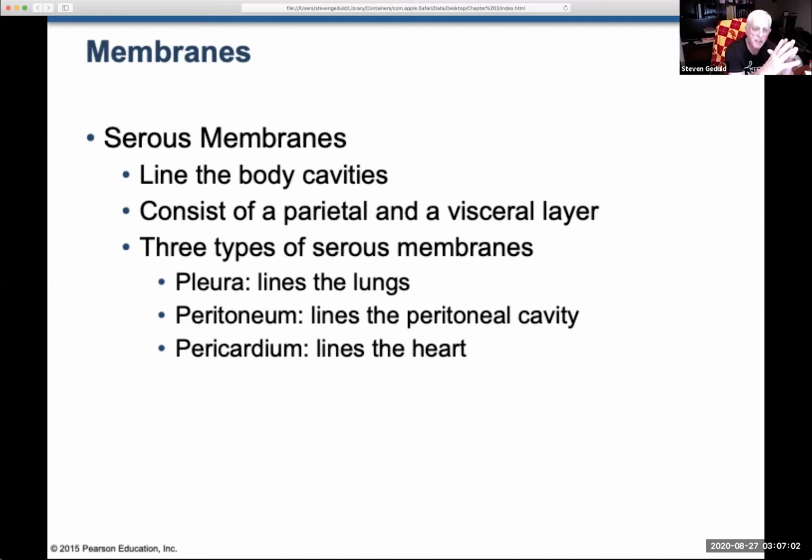There's three types of serous membranes. You have pleura, which lines the lungs. You have peritoneum, which lines your peritoneal cavity. And you have the pericardium, which lines the heart. Around the lungs, around the peritoneal cavity, and around the heart, you have a double membrane where the visceral layer is adjacent to or touching the organ, and the parietal layer is away from it toward the outside.